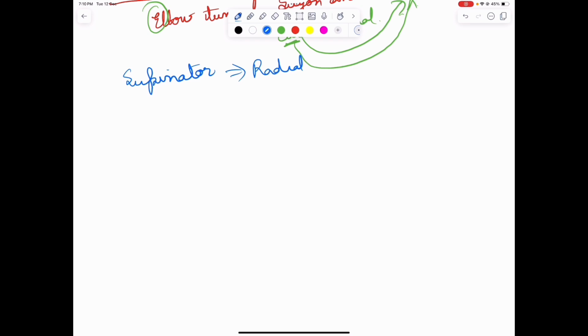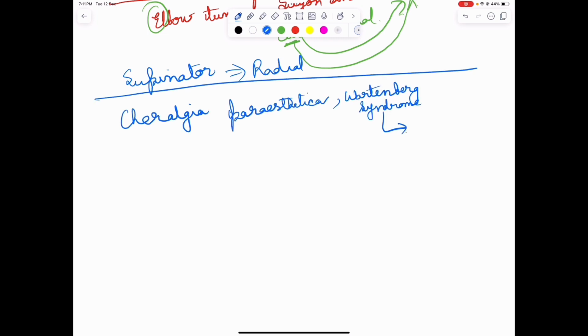Now, cheiralgia paresthetica, Wartenberg syndrome. Just remember it because it is often difficult to remember this. Cheiralgia: sensory branch of the radial nerve. Cheiralgia, what you are doing, you are cheering. It is a sensation. So just remember that in cheiralgia paresthetica, it is the sensory branch of the radial nerve.